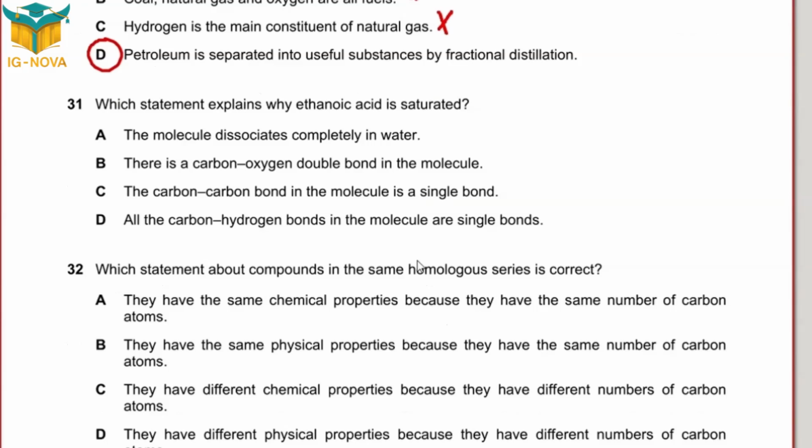Which statements explain why ethanoic acid is saturated? As all carbon are single covalent bond. Not related, ethanoic acid has a C double bond O, but we only count carbon. This one is about dissolving in water, not related to carbon single bonds. Where is the carbon single bond? So C.